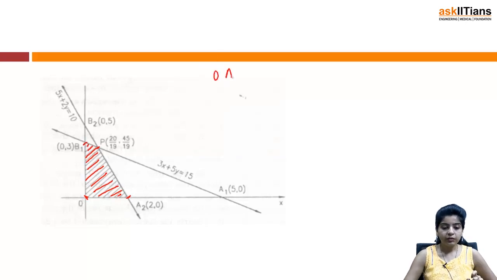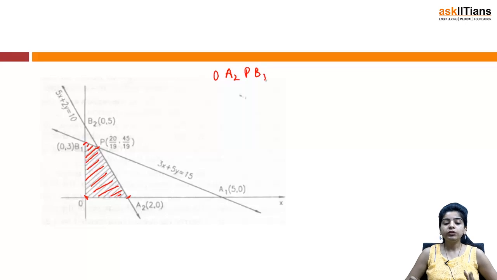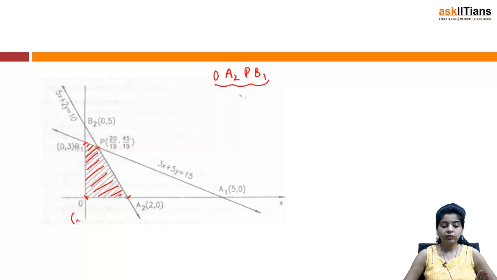So the corner points are O, A2, let me name this P, and this is my B1. Now we'll try to find the coordinates of these corner points. We already know O is simply the origin, 0, 0. Then A2, we already know that's 2, 0. P we will have to find out, and B1 we also already know.